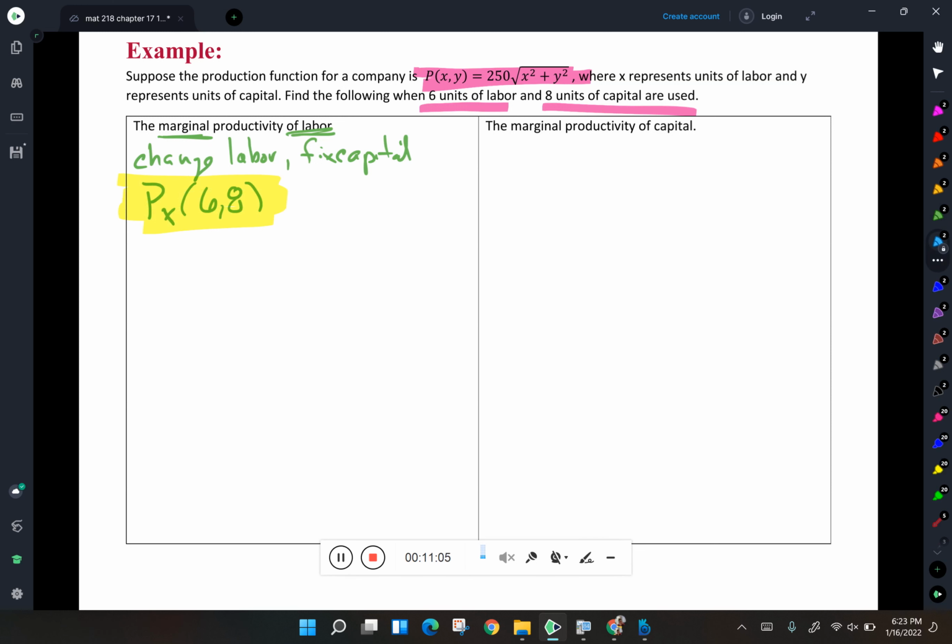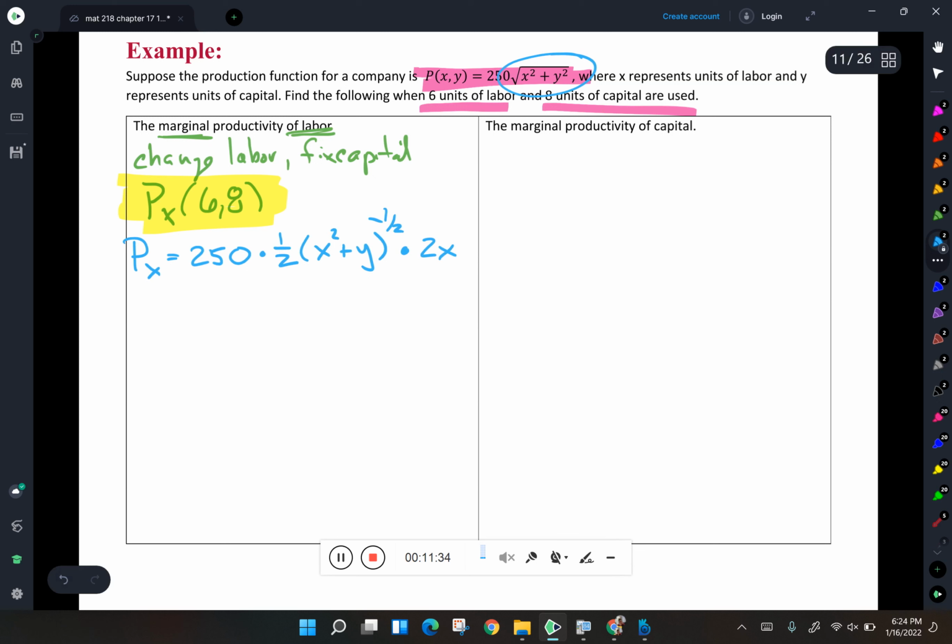All right, so let's see, what do I do here? I got to take a partial derivative first. So P sub X. Well, the 250 is a coefficient, so it's going to drag along. And then I've got the root of a function. So that's going to be 1/2 times the quantity x squared plus y squared to the negative 1/2 times the partial derivative of the radicand with respect to x, which will be 2x.